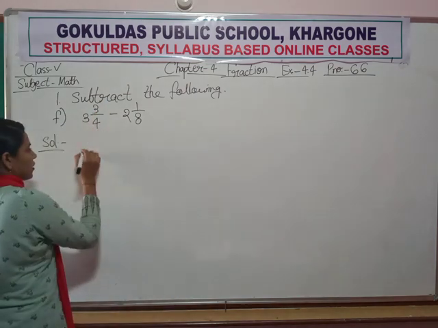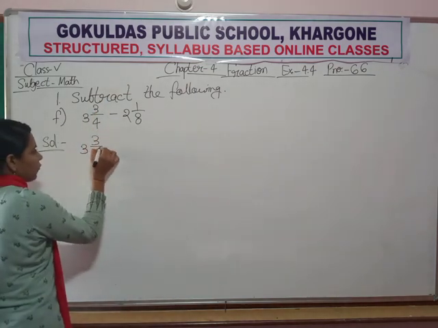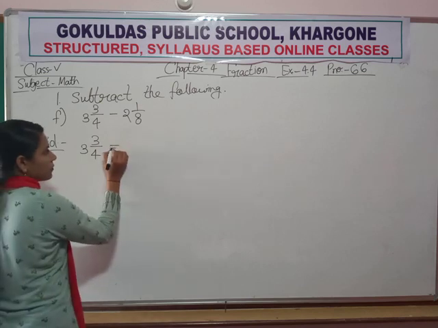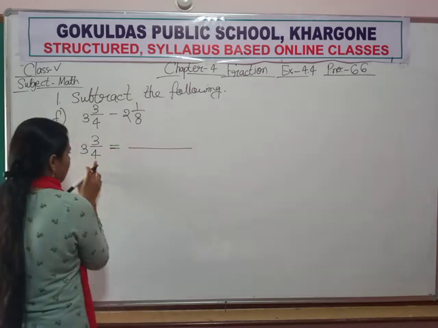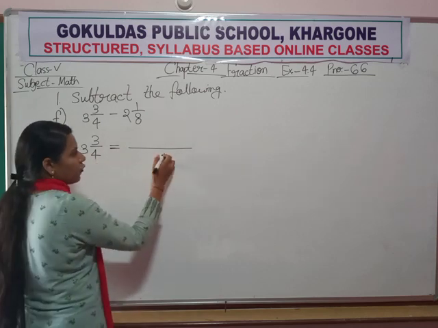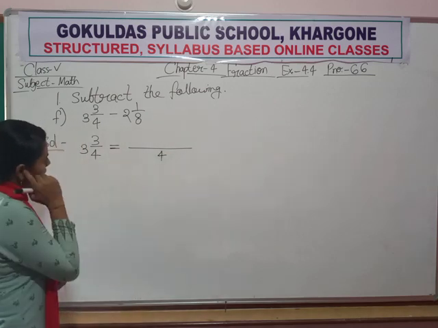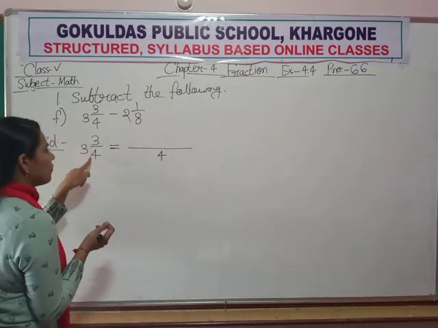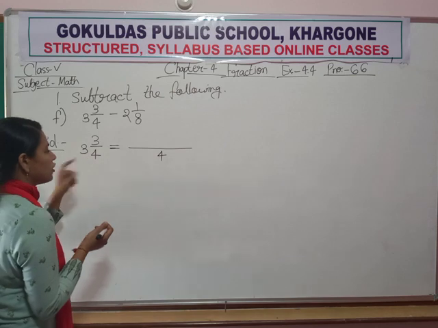So your mixed fraction is 3 3/4. First, you convert this fraction. How do we convert? We write the denominator as it is. Here the denominator is 4. Write 4 as it is. And in the numerator part, what do we do? We multiply the whole number with the denominator.